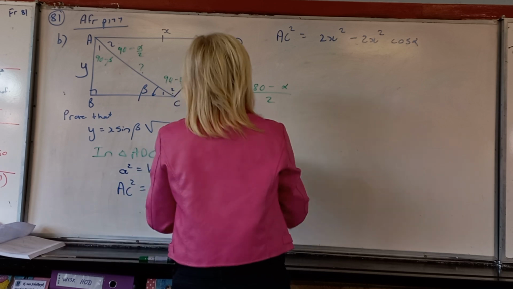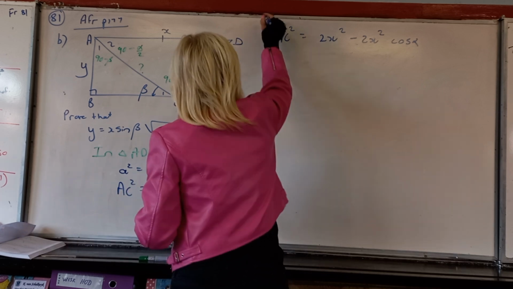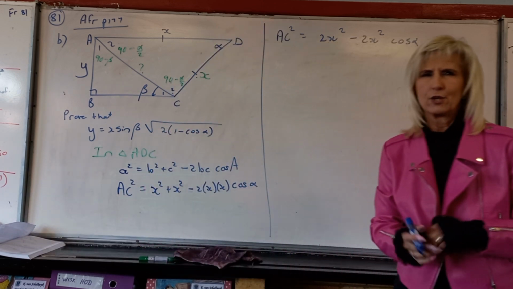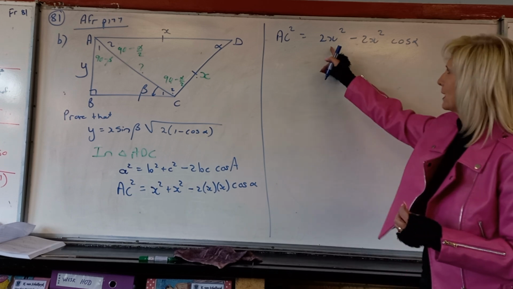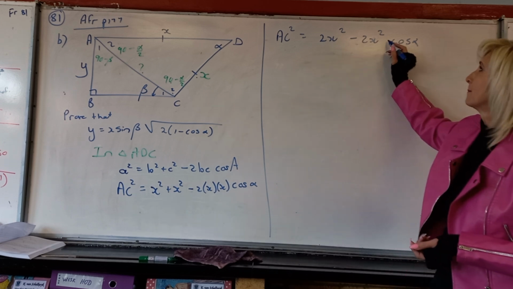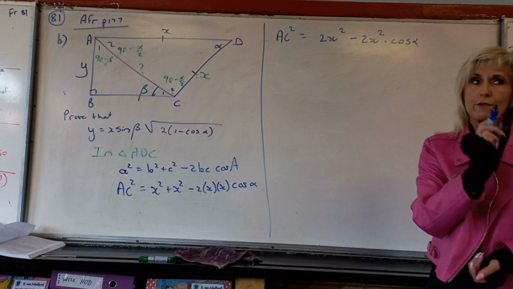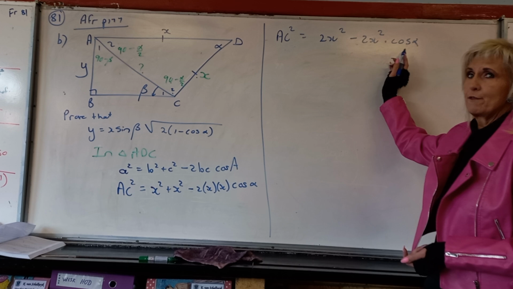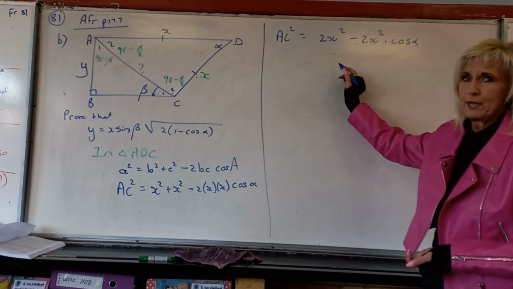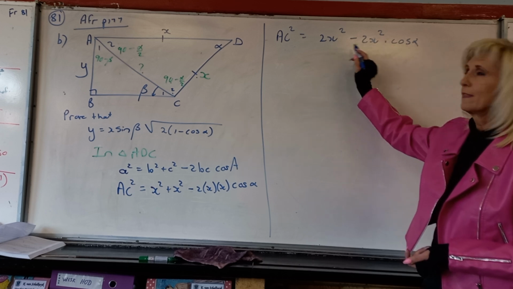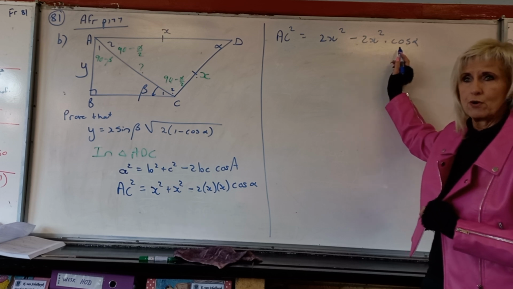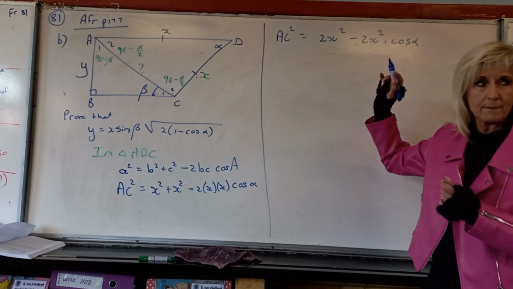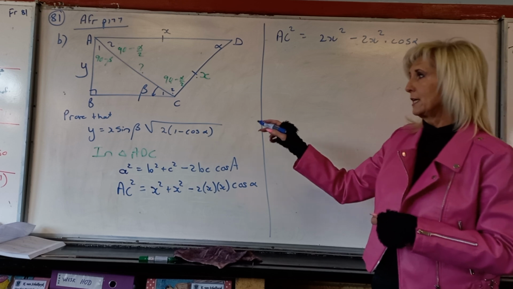Can I subtract that 2x squared and 2x squared? Just like it looks like you can. Why can you not subtract them? Oh. Order of operations says you can't subtract them. You must multiply first before you can subtract. So you cannot say that's gone and you're left with cos. Are you with me?